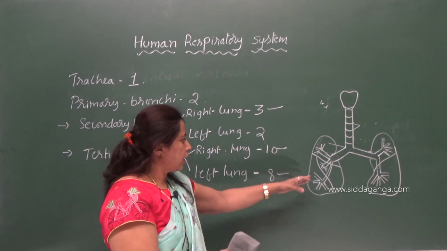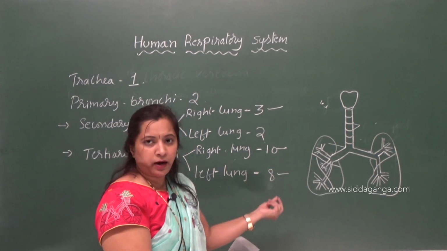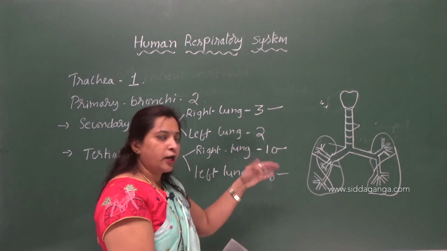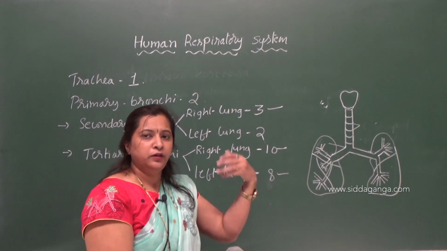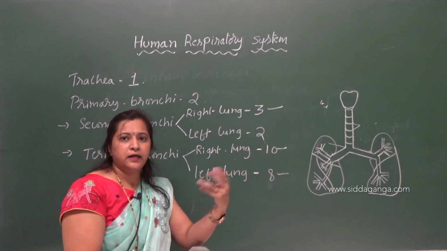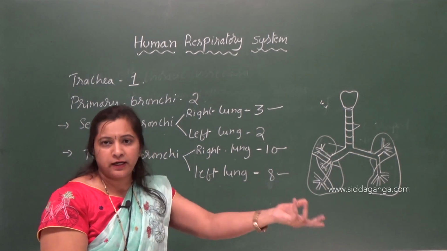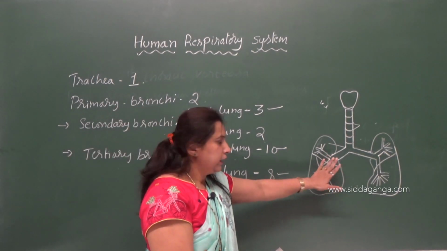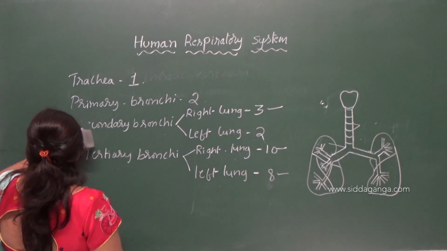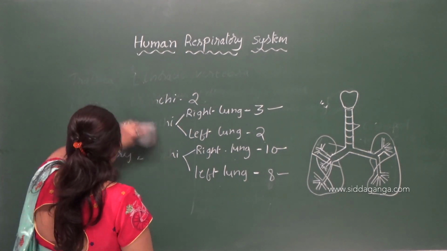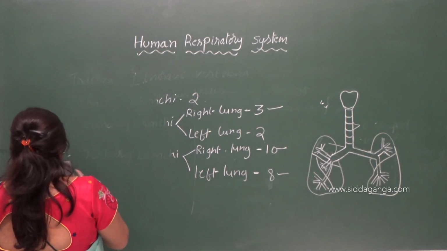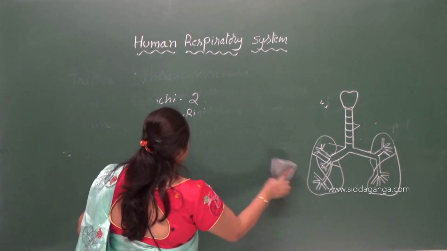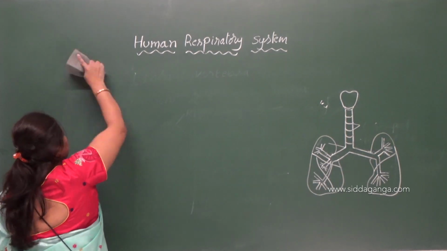Okay, so this is up to tertiary bronchi. Now again the tertiary bronchi will divide to form bronchioles, then terminal bronchioles, then respiratory bronchioles, then alveolar ducts, then atria, then alveolar sacs, and finally the alveoli. So I will show how the branching is there in the lungs. I start with the trachea.